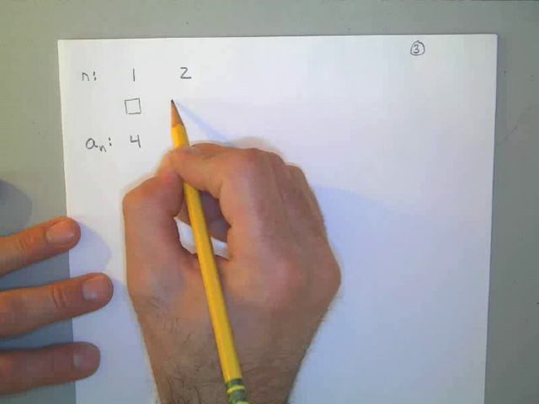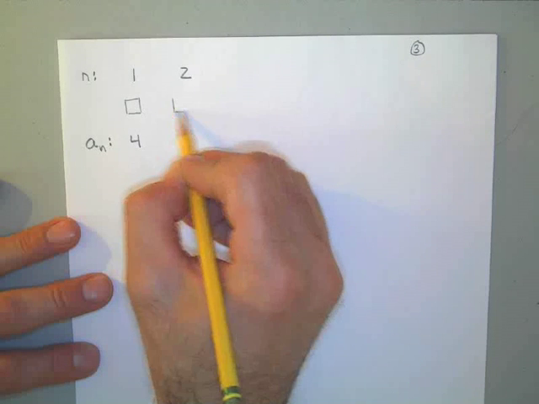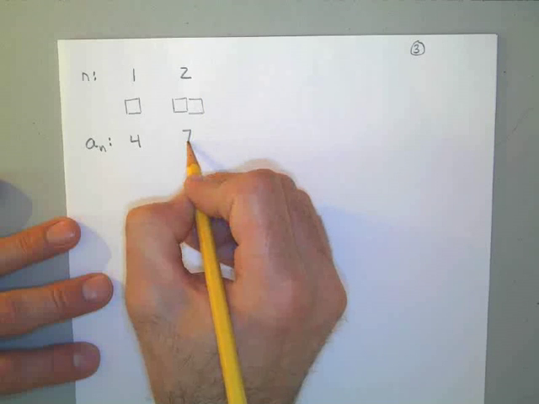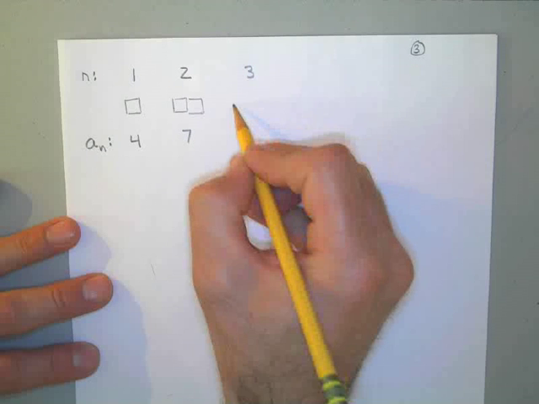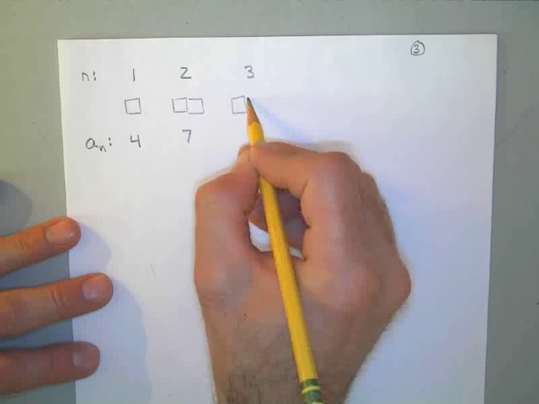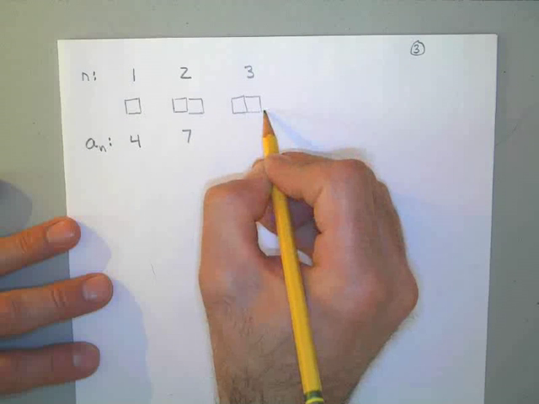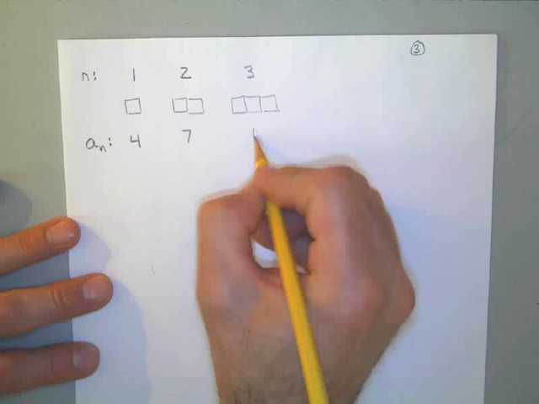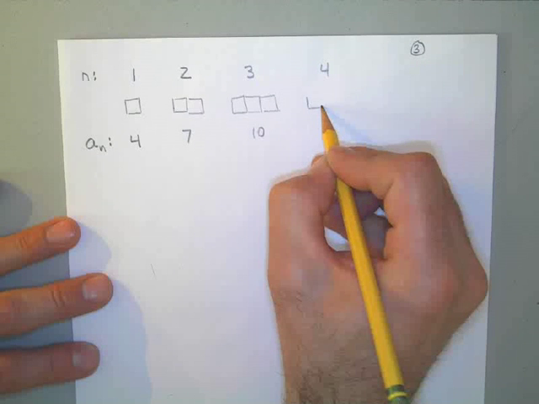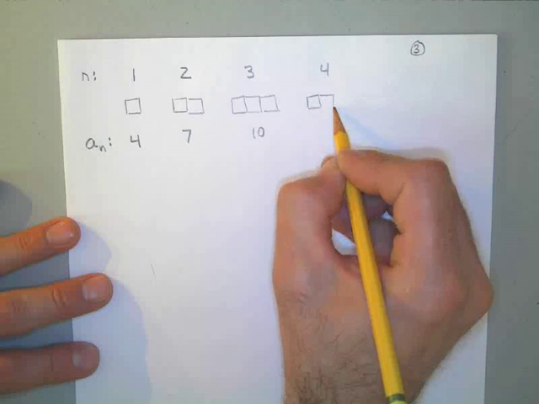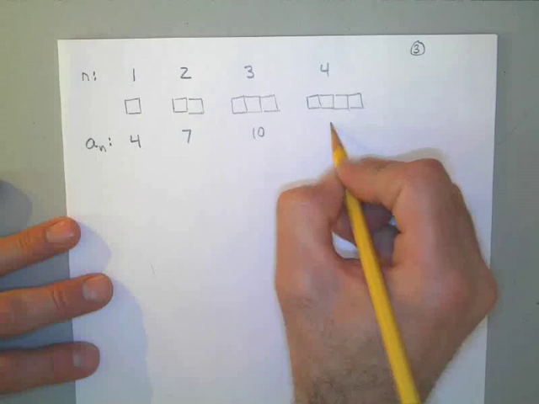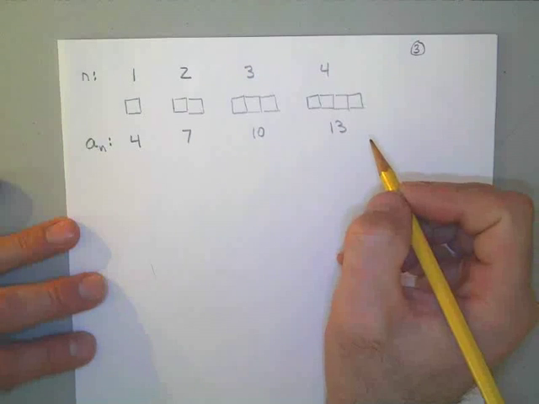To make 2 squares, it would take 7 toothpicks. To make 3 squares, it would take 10. To make 4 squares, it would take 13. Are you seeing the pattern?